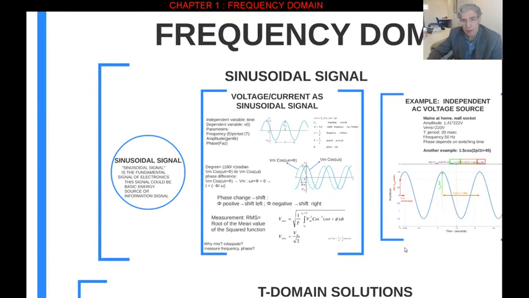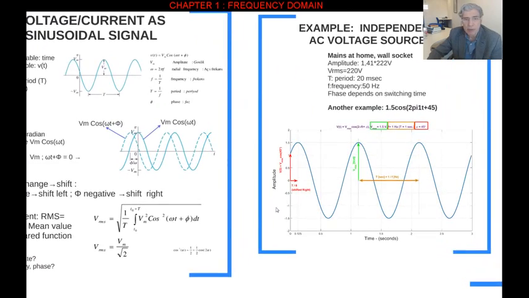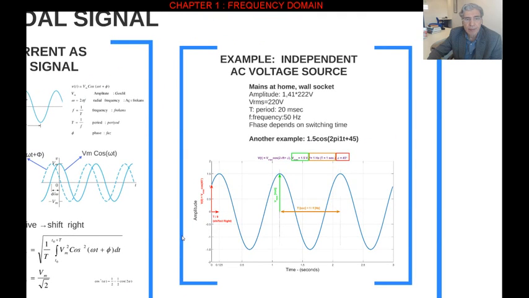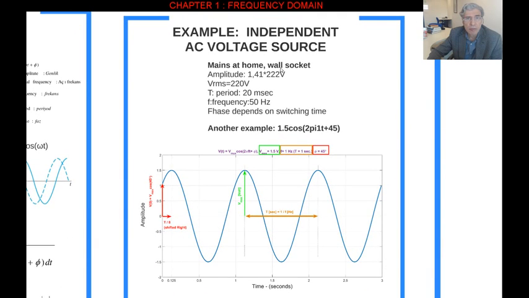So that is a sinusoidal function. Let me give some examples here. Mains at home, the wall socket: amplitude is 220 times the square root of 2, so RMS value is 220 volts. The period T is 20 milliseconds, frequency is 50 Hz, this is the Europe case, and phase depends on the switching time. That is the most common sinusoidal function that we face, which is our electrical energy source.